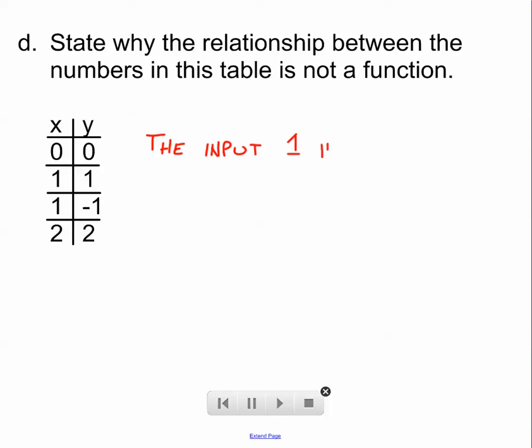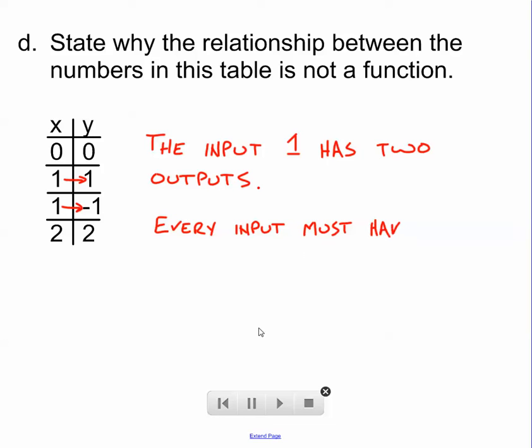It's because the input 1 has 2 outputs. It has more than one output. The input 1 should always give us the same output. But in this case, it gave us 2 different outputs. So I'll restate the definition here. Every input must have exactly one output.